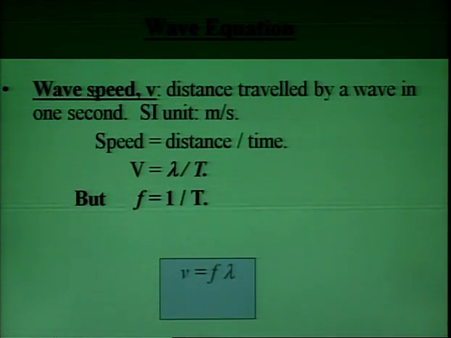ऐसा यूनिट स्पीड के मीटर अपॉन सेकेंड होते हैं. स्पीड हमें पता है डिस्टेंस अपॉन टाइम है, डिस्टेंस अपॉन टाइम. इफ डिस्टेंस इज लैम्डा, लैम्डा इज वेवलेंथ, देन द टाइम टेकन इज टाइम पीरियड t. So v is given as lambda by t.